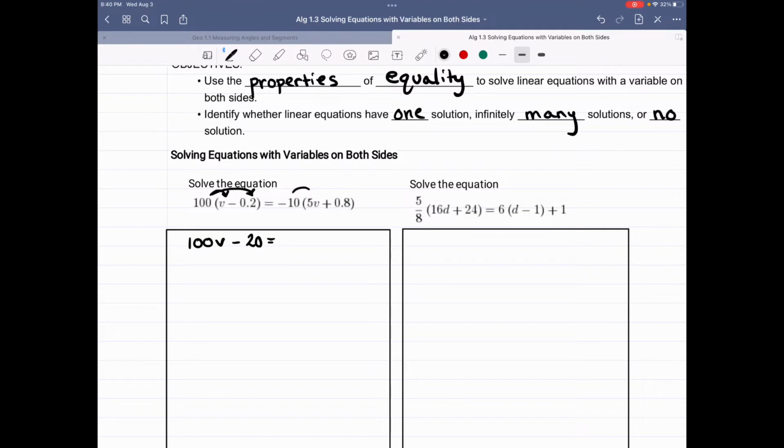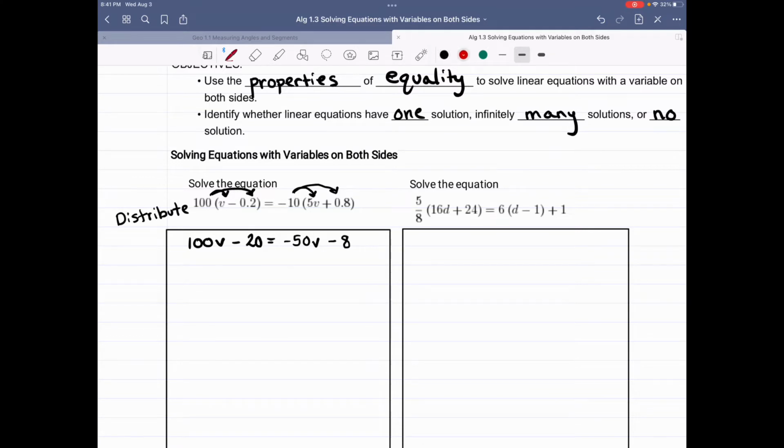And negative 10 is going to be distributed because this is a group. There's negative 10 groups of 5v plus 0.8. So if we multiply the negative 10 times what's in the grouping, we get negative 50v minus 8. Now we have variables on both sides. So the first thing we did was we distributed. That was, we got rid of the grouping symbols.